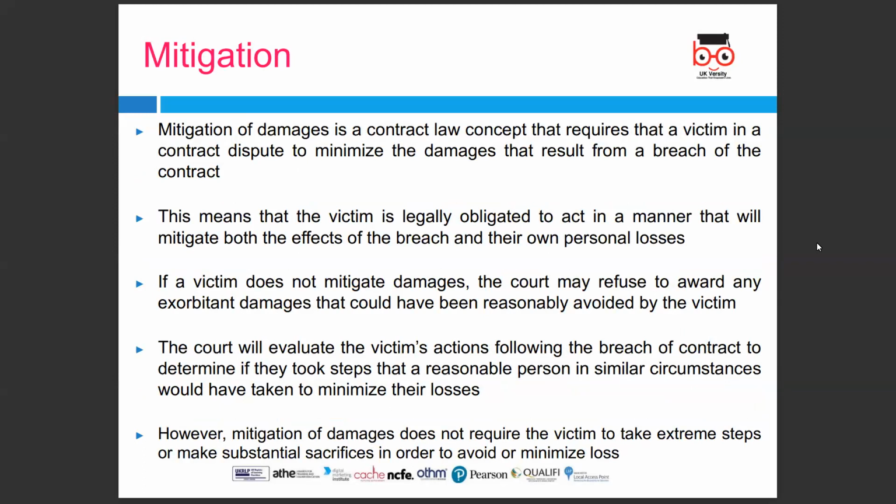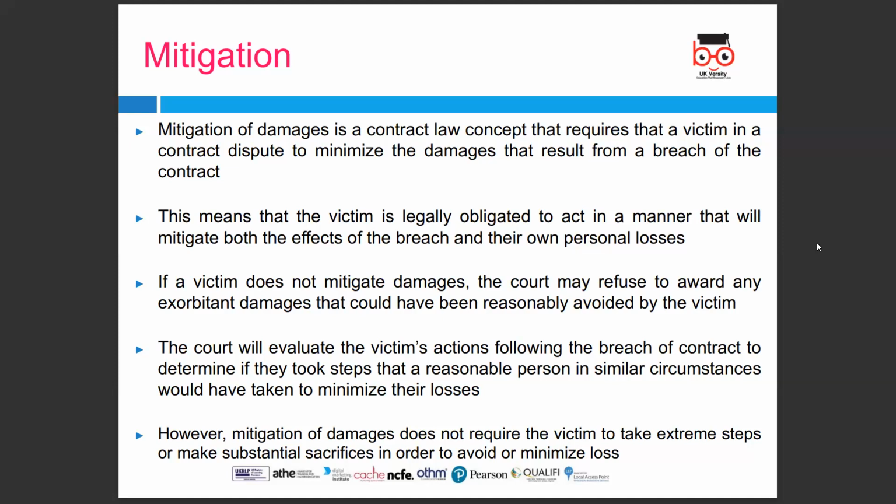If a victim does not mitigate damages, the court may refuse to award exorbitant damages that could have been reasonably avoided by the victim. The court will evaluate the victim's actions following the breach of contract to determine if they took steps that a reasonable person in similar circumstances would have taken to minimize their losses. However, mitigation of damages does not require the victim to take extreme steps or make substantial sacrifices in order to avoid or minimize losses.